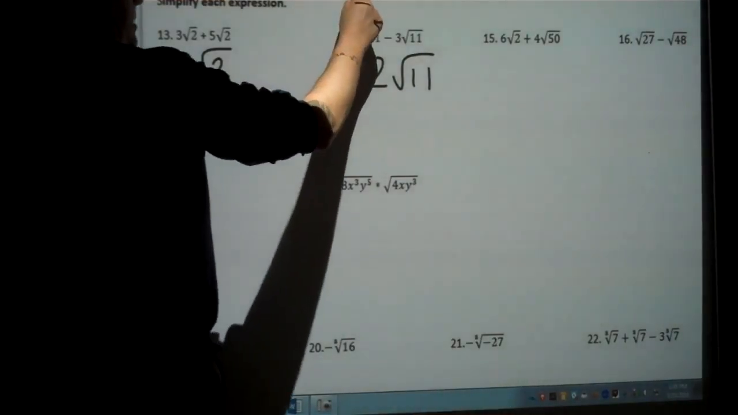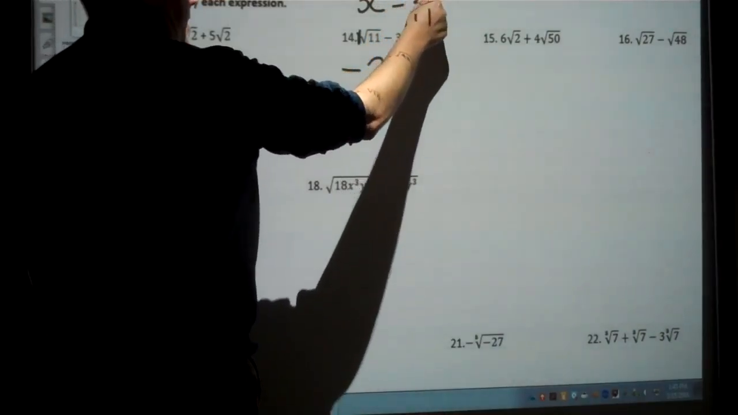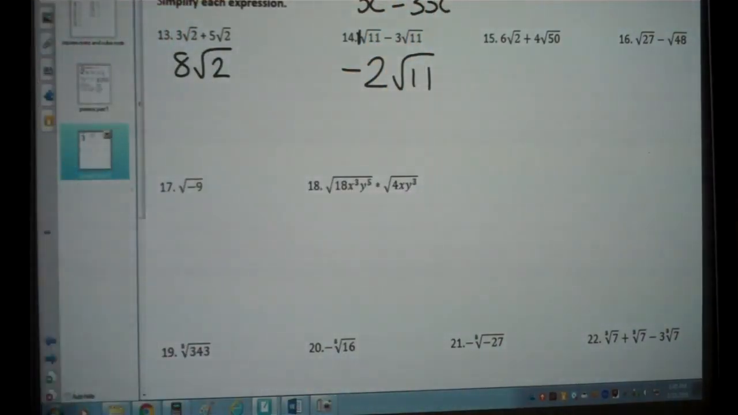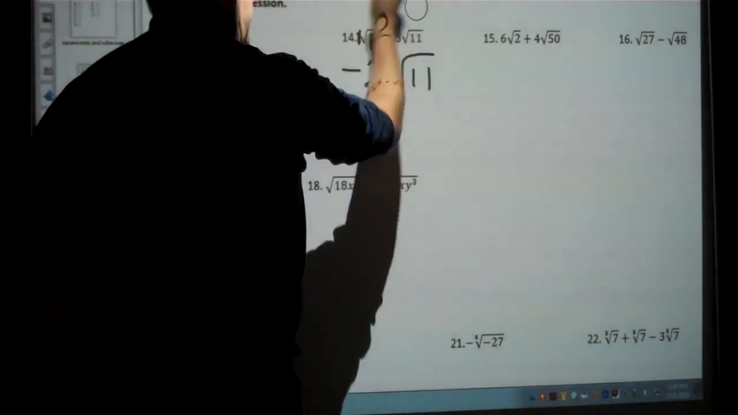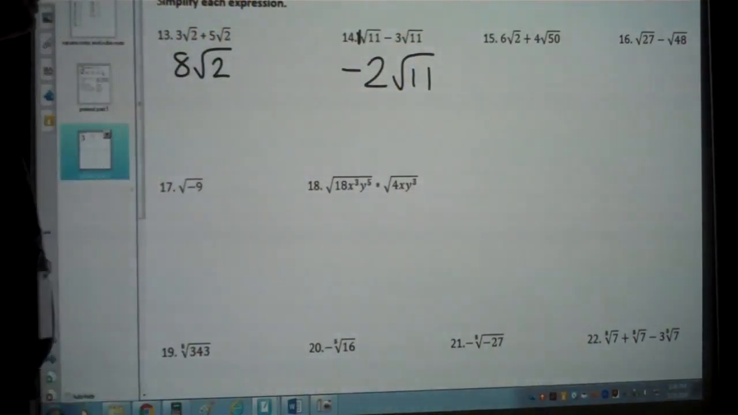I think if you relate it to this question, it's probably a little easier to see. If I said x take away 3x, I'm hoping you'd say negative 2x. You wouldn't say something like negative 2x squared, or just negative 2 because the x's cancel. And it's the same idea when we do our radicals.